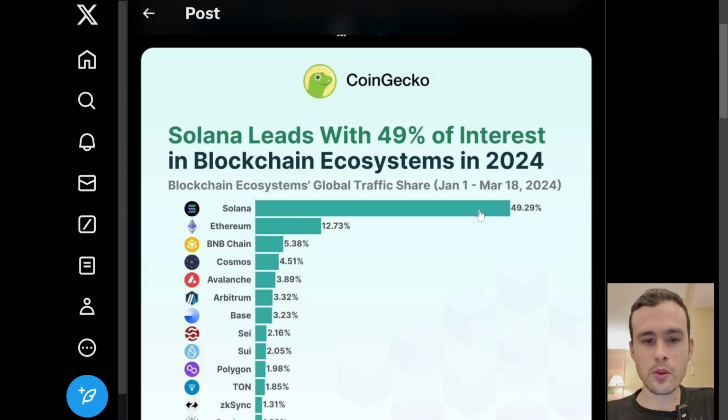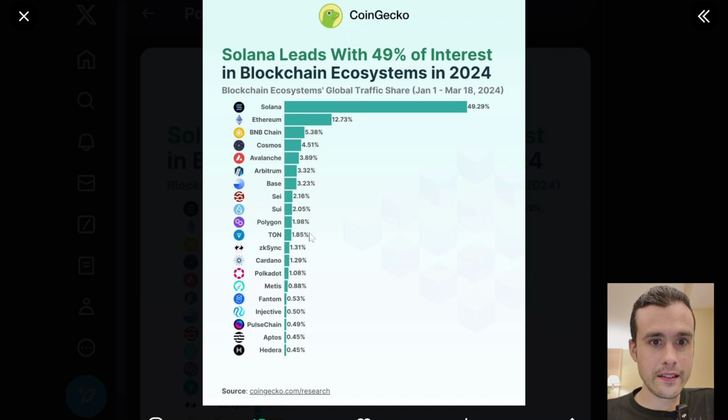They do quite a bit for the crypto space, and essentially what they've done here is they've created this list of blockchain ecosystem global traffic share. So this is from January 1st till March 18, and you can see that Solana occupies 50% of it, which is absolutely insane. When you look at some on-chain metrics, you can see that BNB chain surprisingly is still holding its own, but it's barely getting any search queries in CoinGecko.